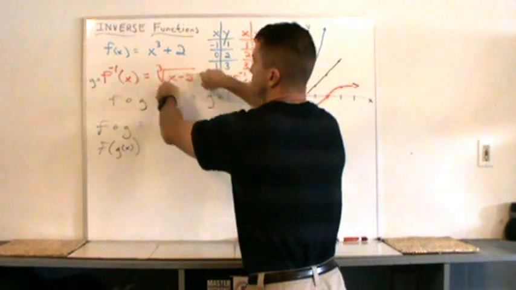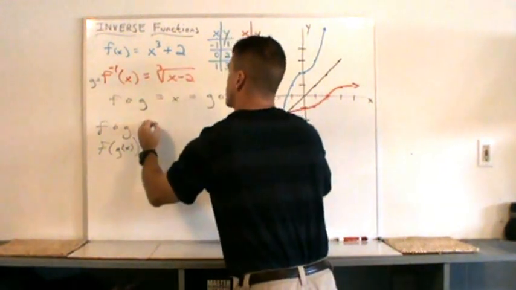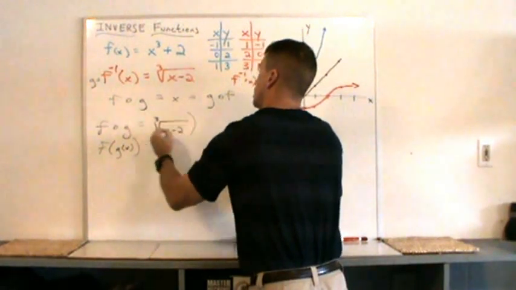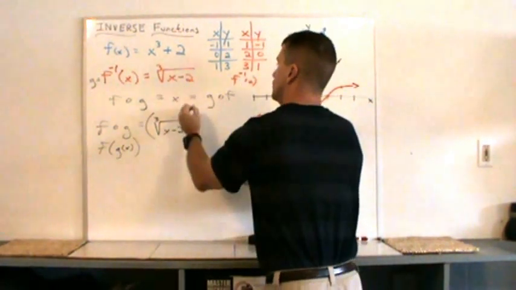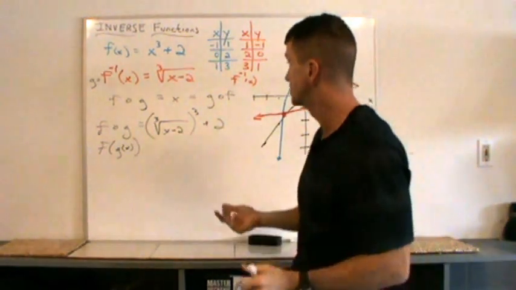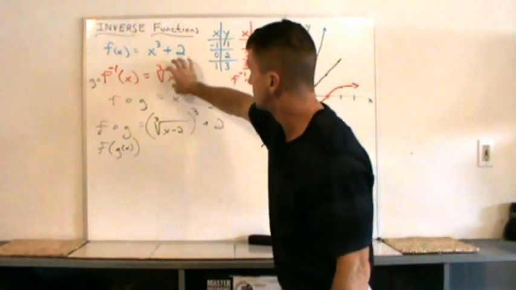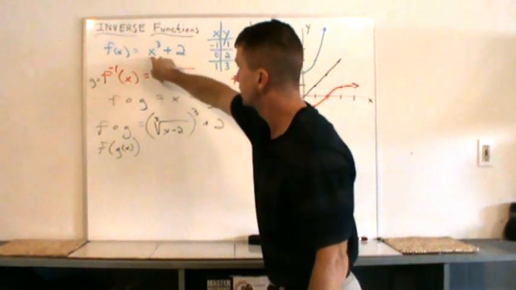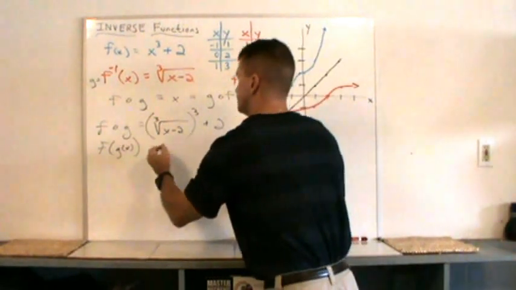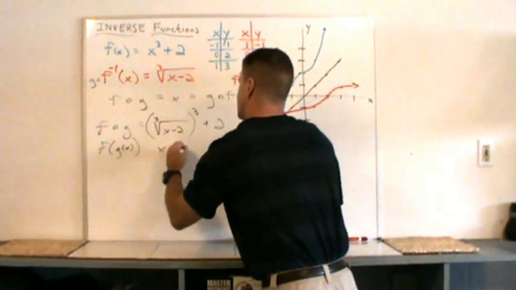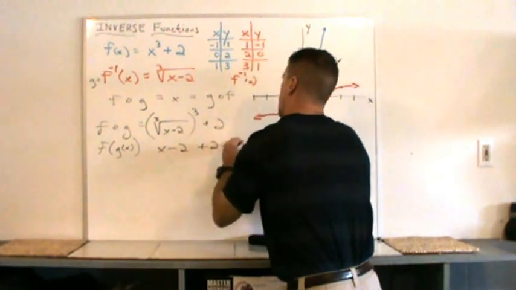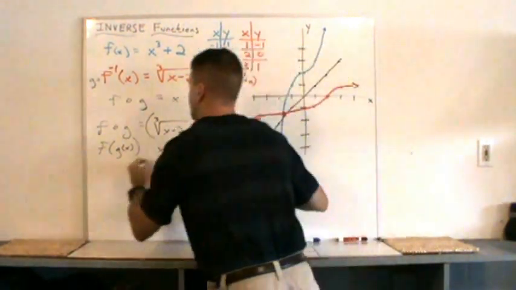We'll substitute all this into that x, so we'll get the cube root of x minus 2, all cubed, plus 2. Recall, this is how we do composite functions. I just simply substitute all this right here for that x. And cube root cubed, this just becomes x minus 2 plus 2. Minus 2 plus 2 is 0, and we get x. Check that off.